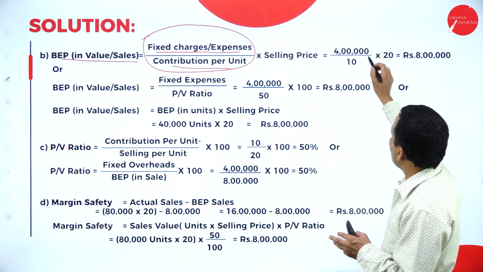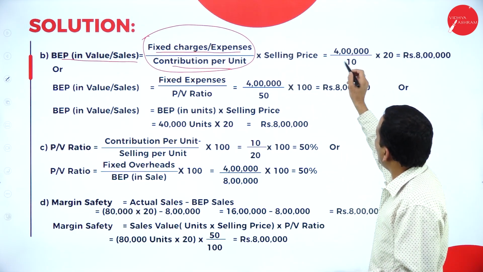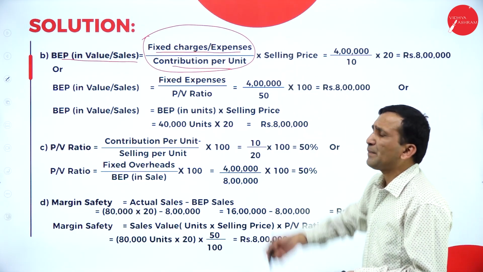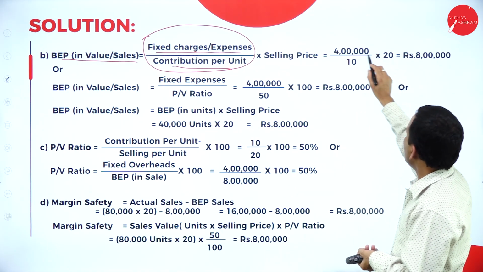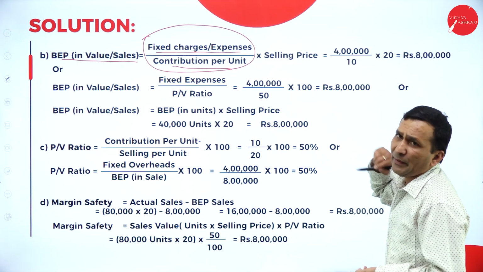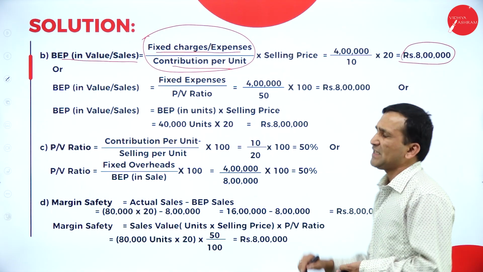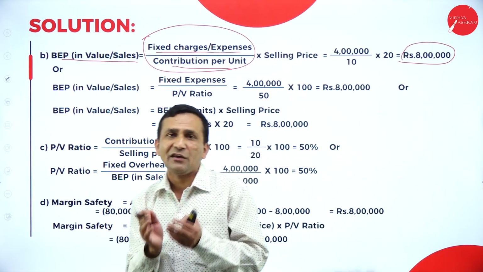Fixed cost value is given as 4 lakh. The contribution per unit is 10. The selling price which is given in the question is 20. So 4 lakh into 20 divided by 10. Obviously we get rupees 8 lakhs as your sales value, the break even sales.